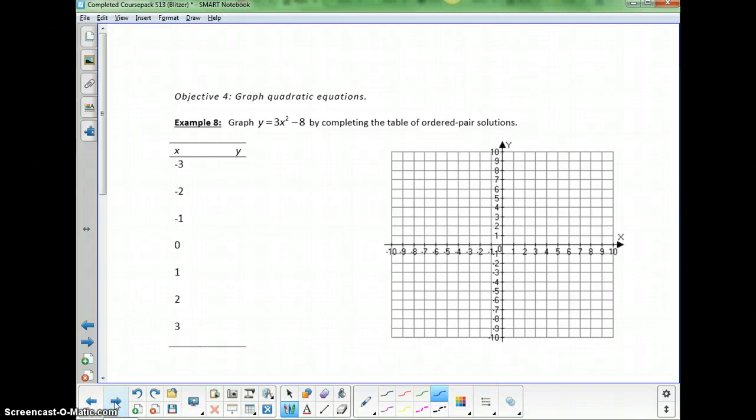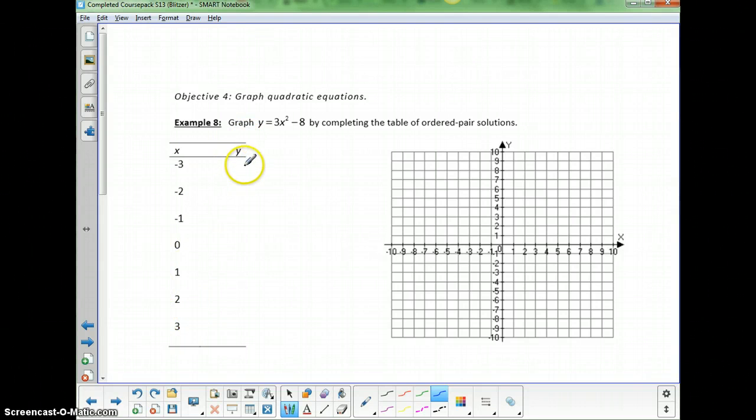In this example, we'll discuss graphing quadratic equations. To graph them, we're going to start by selecting a set of x values, plugging them into the equation, and finding the corresponding y values. So I've already selected a set of x values. It's important to choose x values that are both negative and positive. And you can see I've just chosen ones on both sides of 0 here.